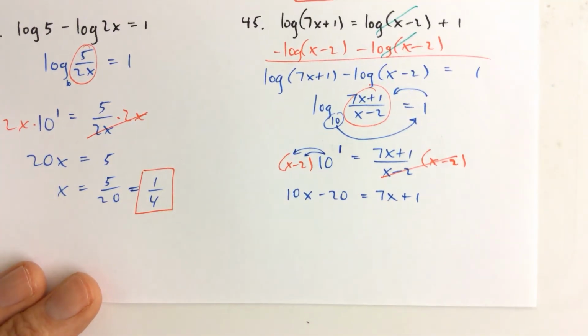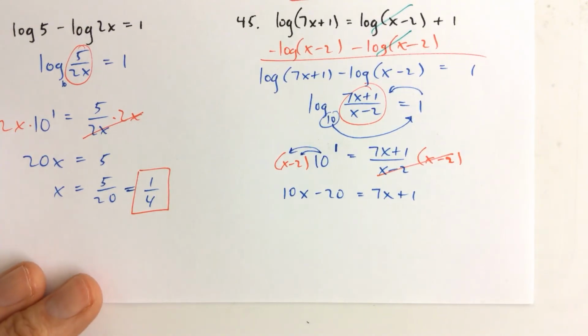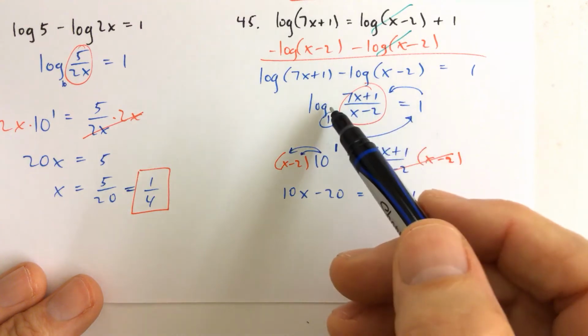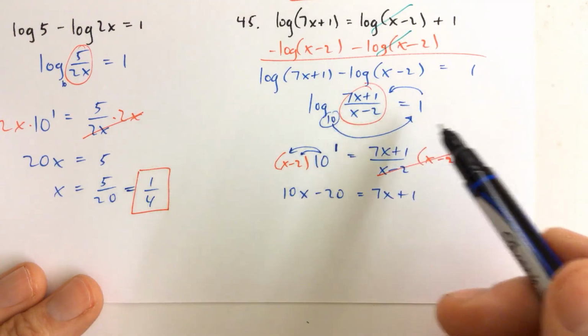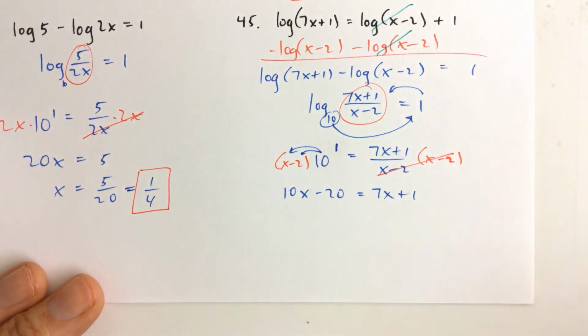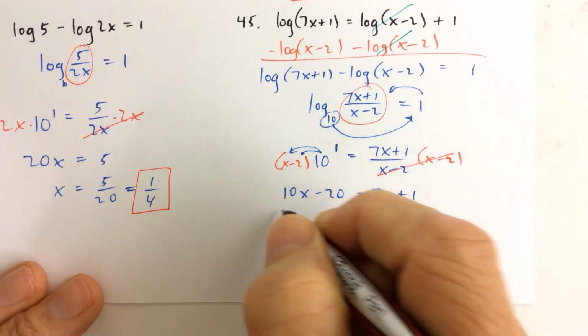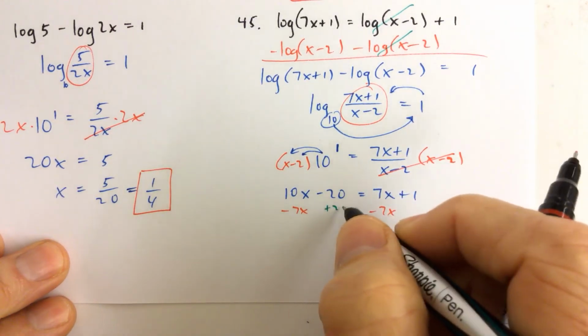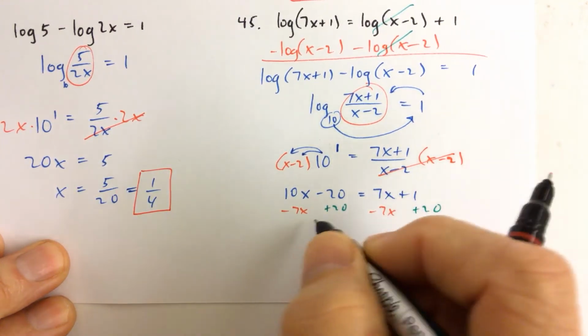So just by doing the basic things, understanding that the logs have to get to one side, combining the logs using the properties, and then converting to exponential form, now we have a very simple equation that we should be able to solve by subtracting 7x from both sides. At the same time, let's add 20 to both sides, because now we just have a linear equation.